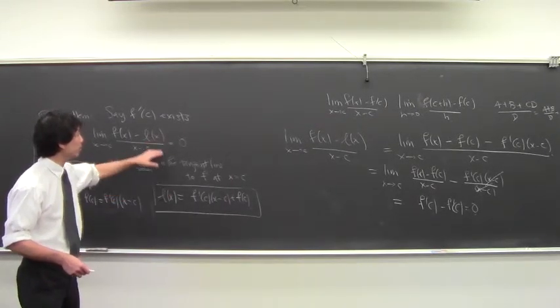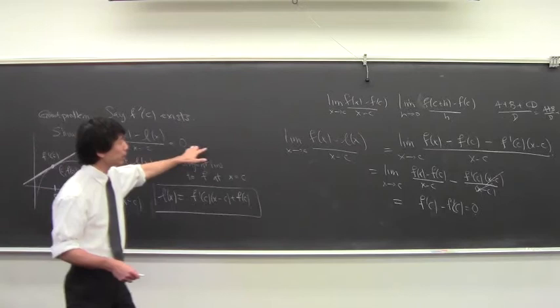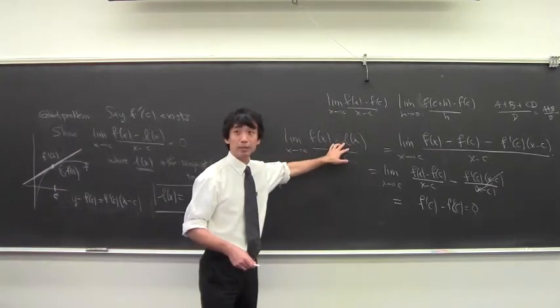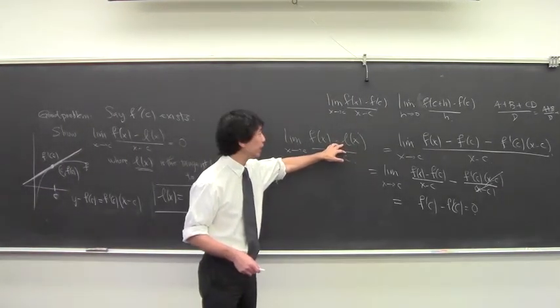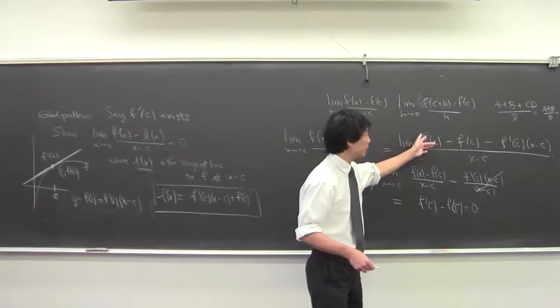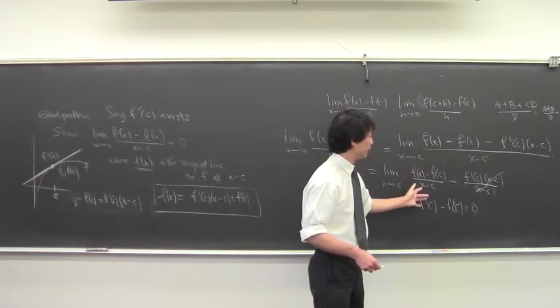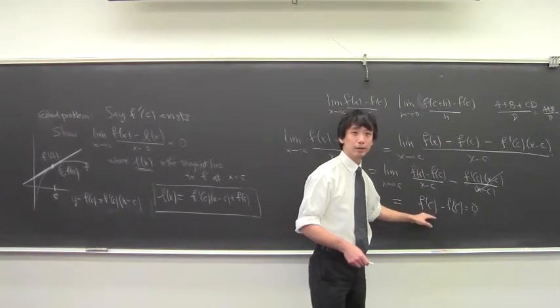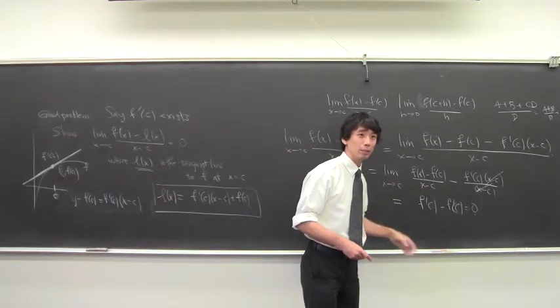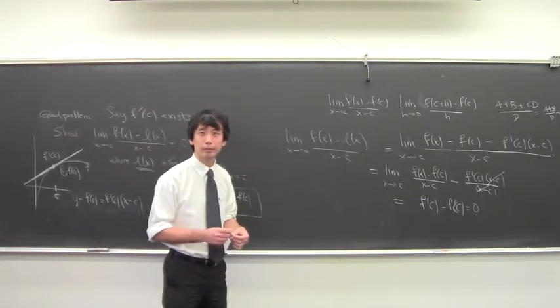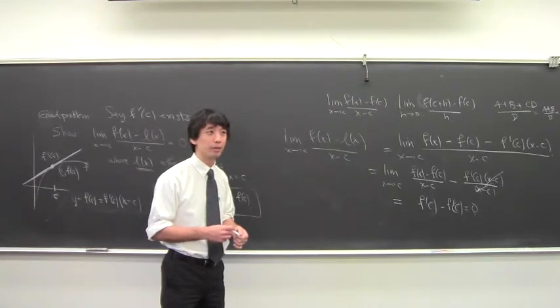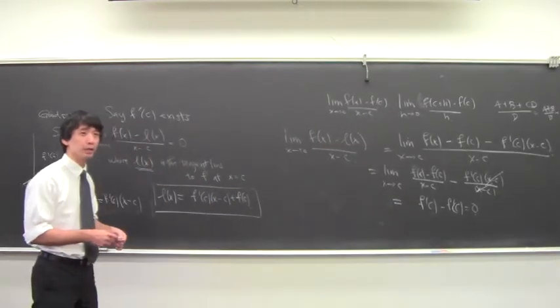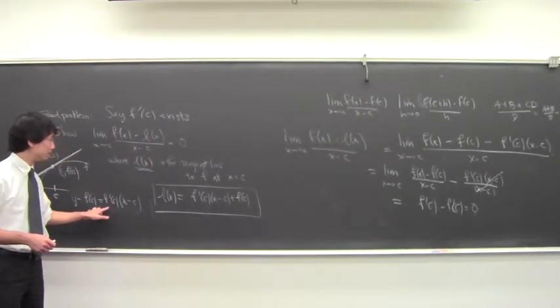And then you plug it in. And then after plugging it in, I think it's pretty straightforward. You plug it in, you do some arithmetic, and you see that you get 0. So think about what's the hard part. What was the hard part? Finding the tangent line. Okay. So what was the hard part about finding the tangent line?